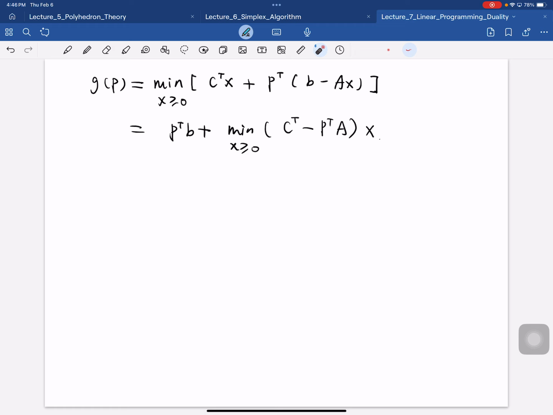Does it make a difference if it's greater than or equal to 0 or less than 0? Since x is greater than or equal to 0, it matters when it's less than 0. You only need one entry of this vector to be less than 0 for this to be unbounded. If there exists one entry that is strictly less than 0, you can pick the corresponding x for that entry and set it to plus infinity, and then this whole thing goes to minus infinity.